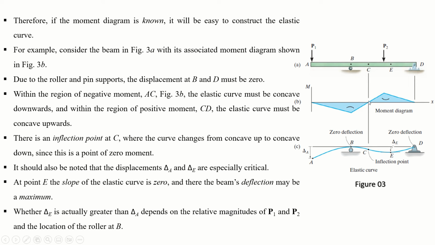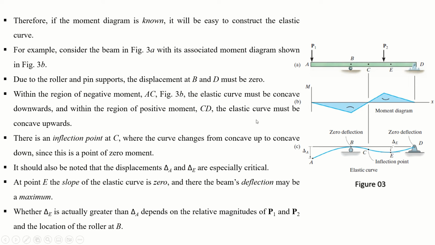This point is very important, right? Due to the roller and pin support, the displacements at B and D must be 0. As we know, the roller support as well as the pin support doesn't allow displacement in the vertical direction, so the displacements must be 0. Zero deflection should be at supports B and D, right?